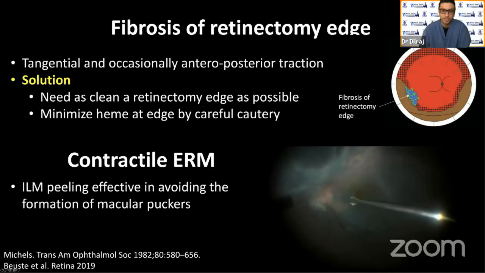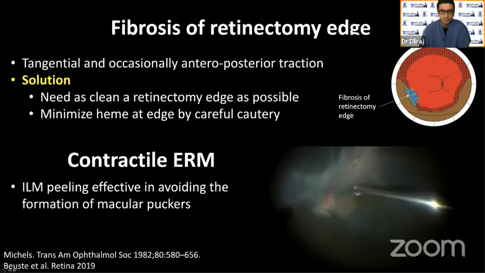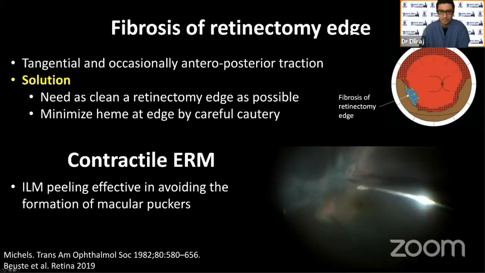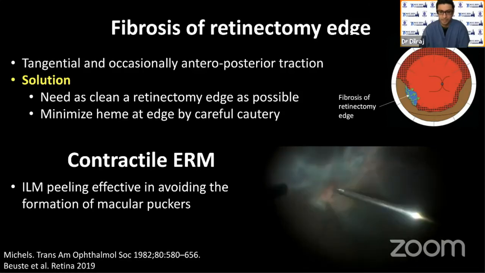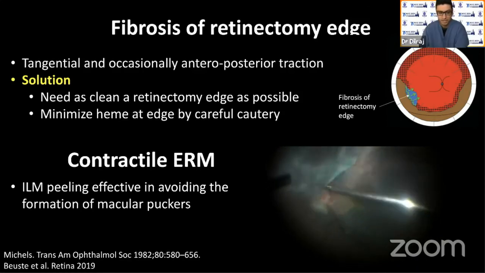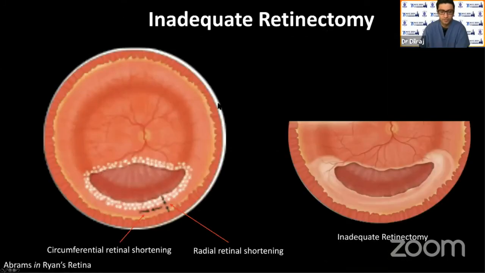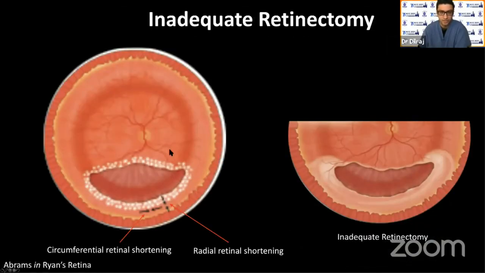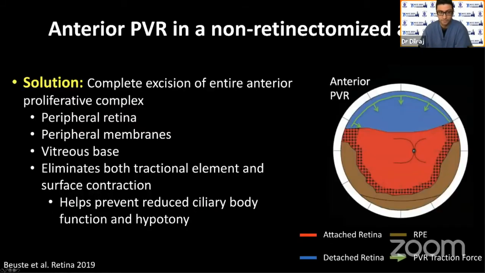So what about fibrosis of the retinectomy edge? This is tangential and occasionally AP traction. And the solution for this is that you really need a nice and clean edge of the retinectomy. And as I discussed, you want to minimize heme at the edge of the retinectomy by carefully applying diathermy wherever there is bleeding. For contractile epiretinal membranes, removing the internal limiting membrane along with the epiretinal membrane is helpful to reduce the formation of recurrent ERMs. For inadequate retinectomy, we discussed that you really need it to be much larger than what you may have originally thought. Otherwise, you may end up with radial and circumferential retinal shortening.